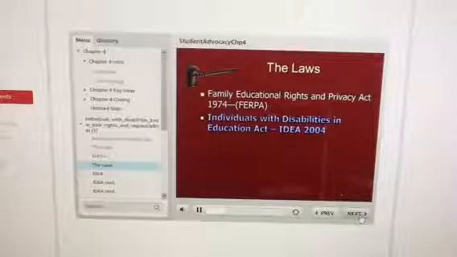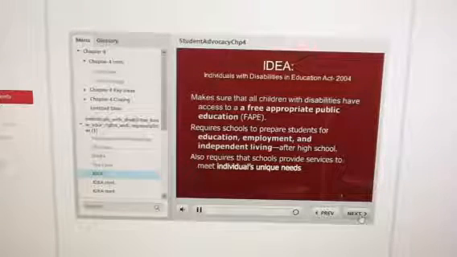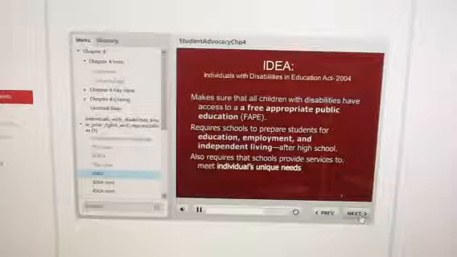Individuals with Disabilities in Education Act, IDEA, 2004. IDEA makes sure that all children with disabilities have access to a free, appropriate public education, FAPE. It requires schools to prepare students for education, employment, and independent living after high school. It also requires that schools provide services to meet individuals' unique needs.